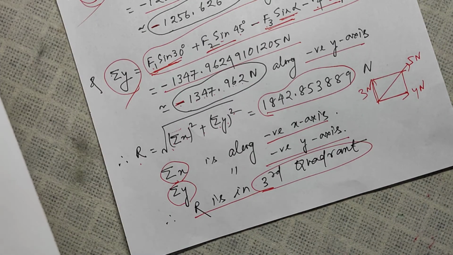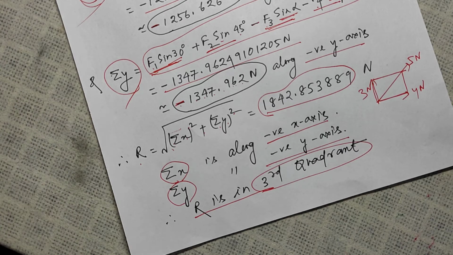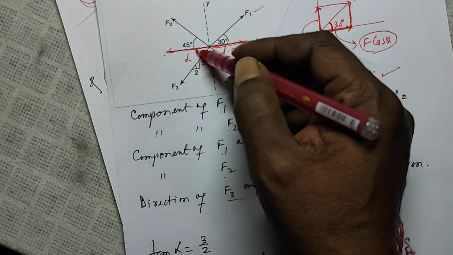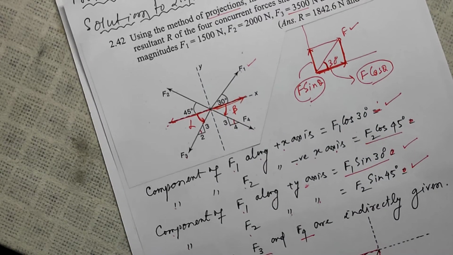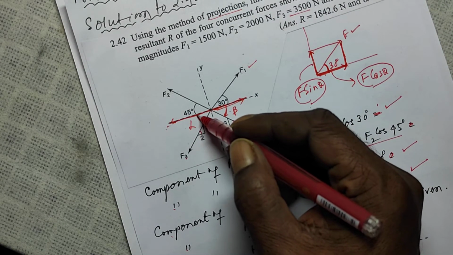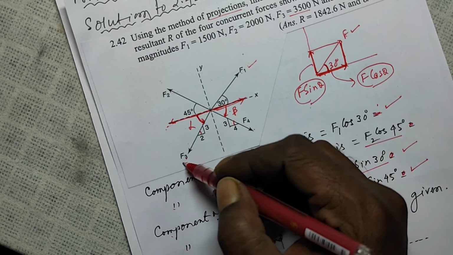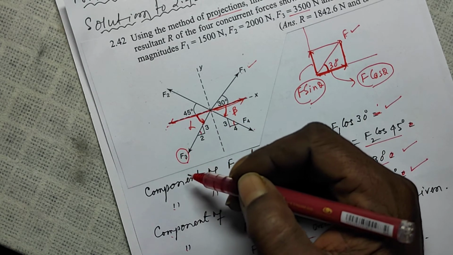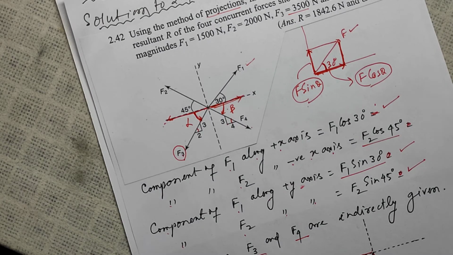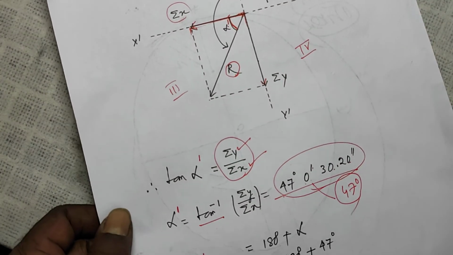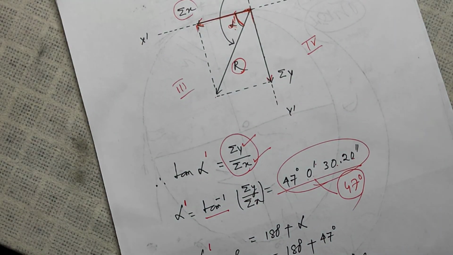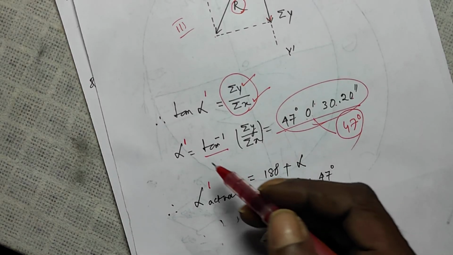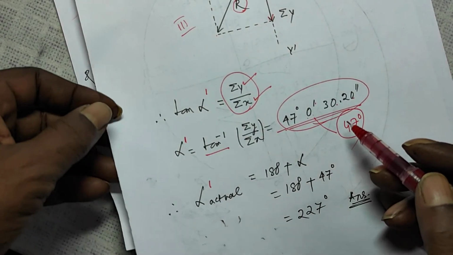Don't confuse with this alpha. Don't confuse with this alpha. This is the alpha that F3 makes in the original figure. This I have taken alpha. Alpha is the angle made by F3. Now we have a resultant. So I should not take this alpha. I should take it as alpha dash. Alpha dash is the angle the resultant makes with x-axis. So your tan alpha dash comes out to be this much.